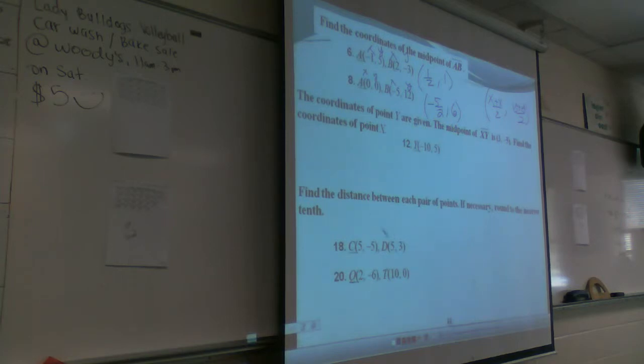Okay. So again, this is distance, which was the square root of x minus x squared plus y minus y squared. So essentially, all you need to do is take your two x coordinates and subtract them. Y coordinates, subtract them, square, and take the square root. So if you plug it all in correctly, what should you get for an answer there?